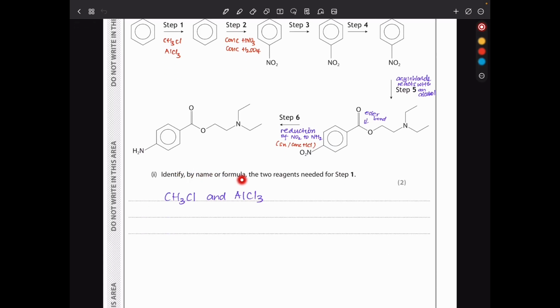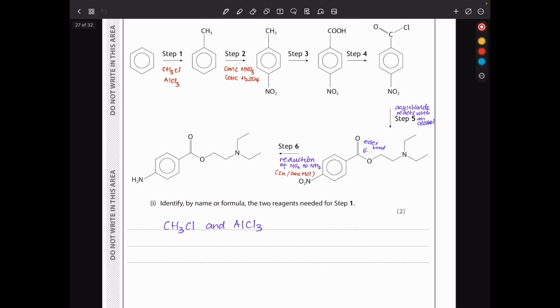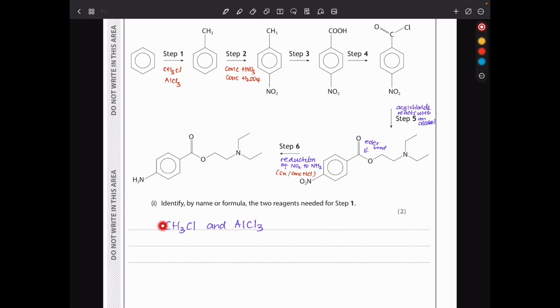So they say identify by name or formula the two reagents needed in step 1. Of course, I've already written them here, chloromethane and aluminium chloride.